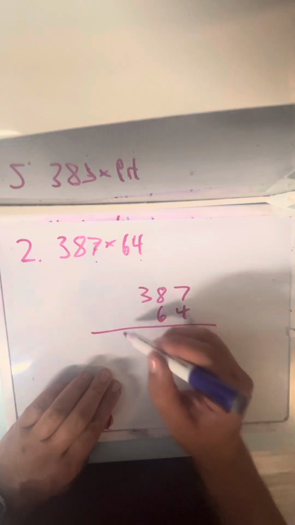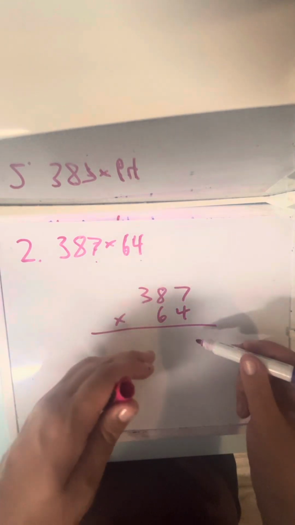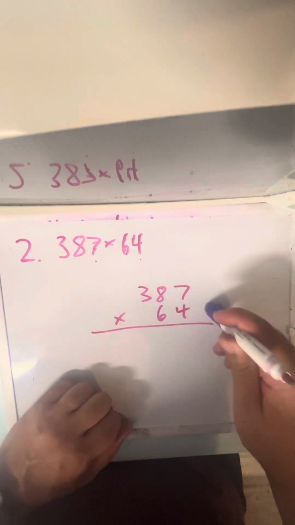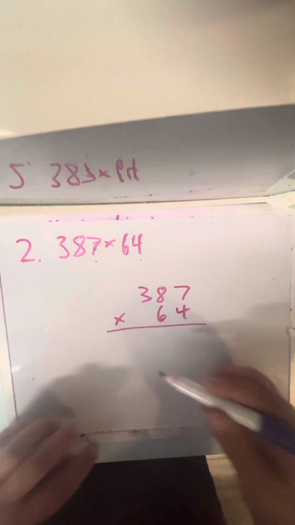I can draw my line to help me separate what I'm doing down here from up here. Put my little times symbol so I don't accidentally think I'm adding.